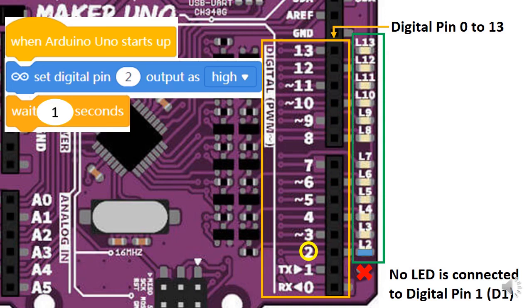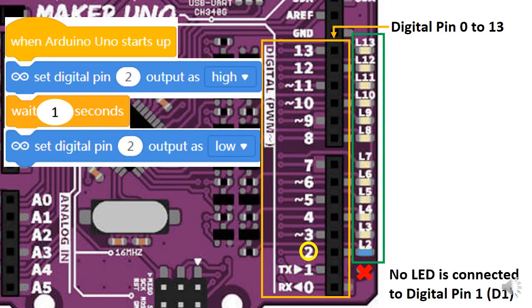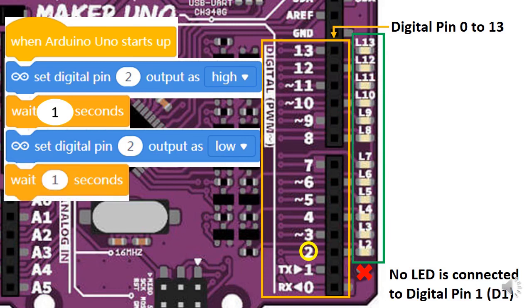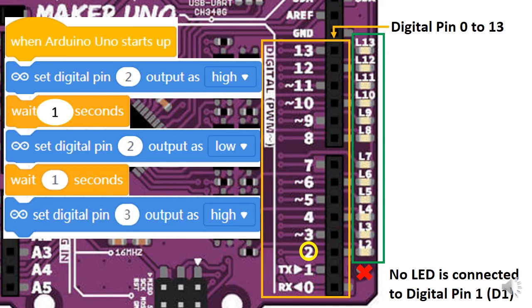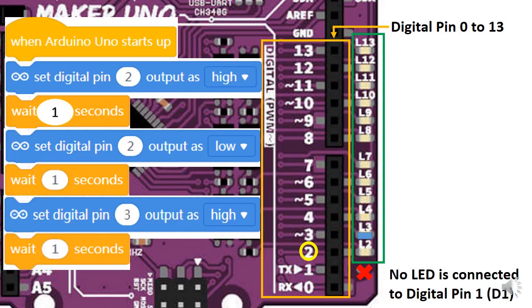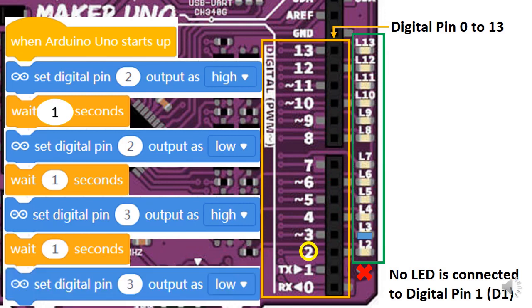Okay, we set back to 1 second and then we set digital pin number 2 as low. You can see here, we are turning off LED number 2 again. And then we wait for another 1 second. We set digital pin 3 as high. That means we are turning on LED 3. Then we wait for another 1 second. After 1 second, we set digital pin 3 output as low. That means we are turning LED 3 off again.